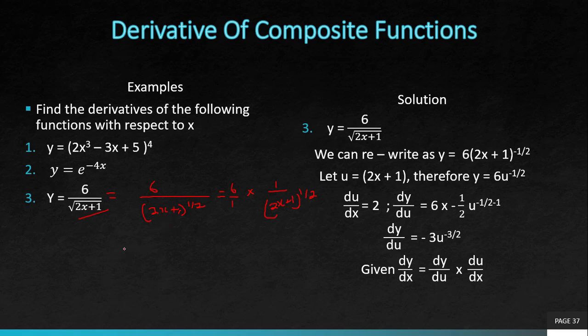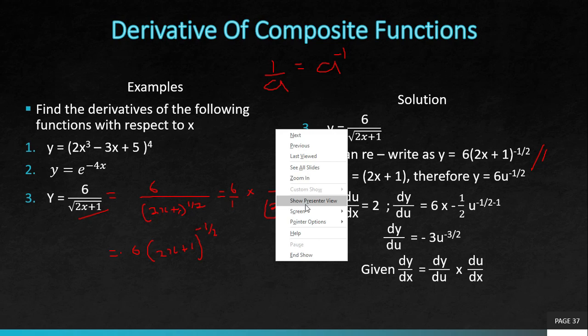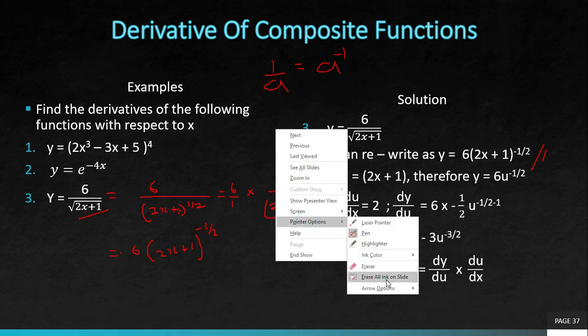Is that okay? 6 divided by 1 will give us 6, right? Then remember from our laws of indices, if we have 1 over anything, it gives us that thing raised to the power of minus 1. Is that not so? So this 1 over becomes 2x plus 1, then minus 1 over 2. The 1 over here gives us our minus, and that is how we got this. Is that okay? Good. Let's clean up our slide quickly so that we can continue.